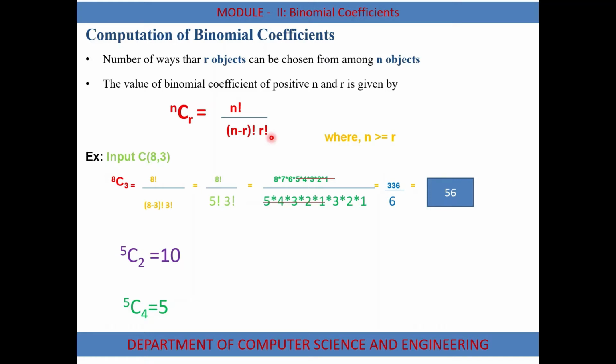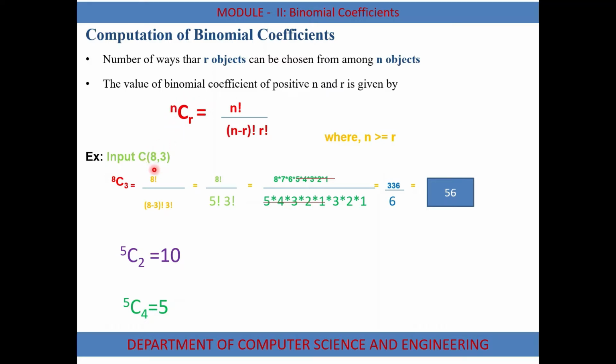Here we use direct calculation using a separate for loop to calculate each value, namely x for n factorial, y for n minus r factorial, and z for r factorial. Before that, we'll see some examples. For the same formula, we'll input 8 and 3.